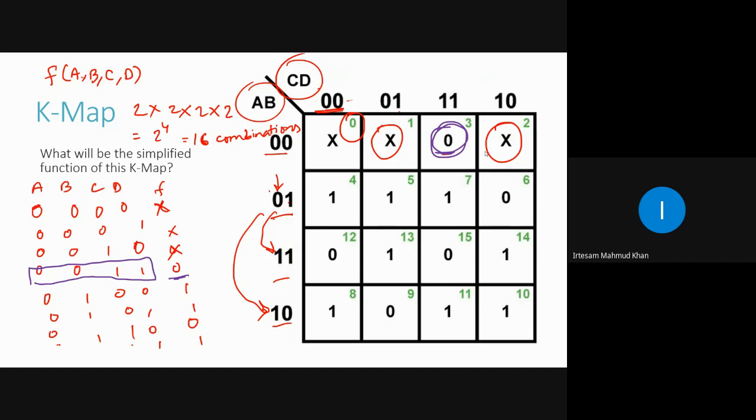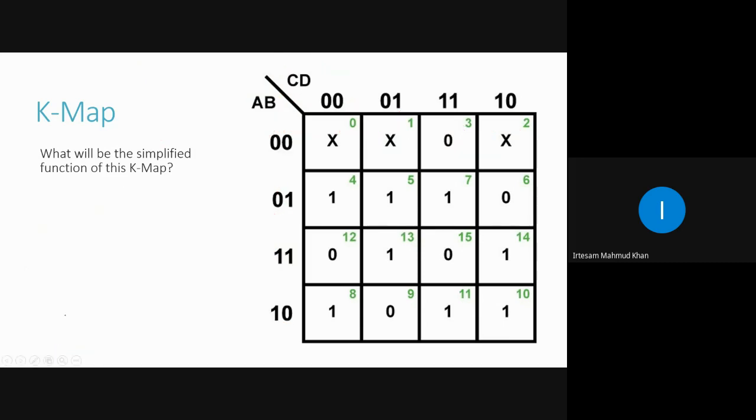So after that, when we have all of these values, now we will simplify those functions. So how can we simplify those functions? Let's check. So let's say we want to make sure that we simplify to the smallest possible expression. We will be trying to take a block of ones as big as possible.